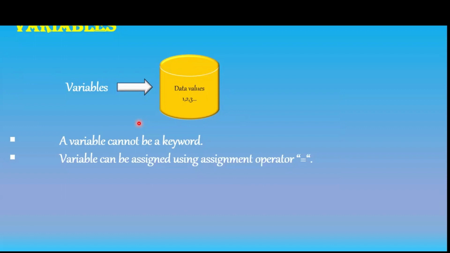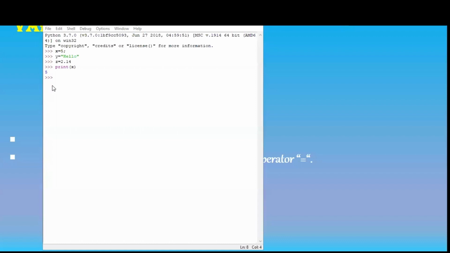So we will go through a few examples of how the variable is used in the Python language. Look here guys, x is assigned 5, y is assigned a string. In the next slide we will be discussing the data types included in the Python programming language. So x is assigned a value, y and z. I have printed the value of x, 5, and here I will be printing y, hello, and print z.